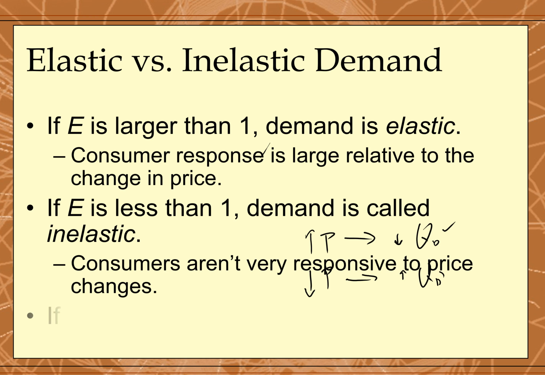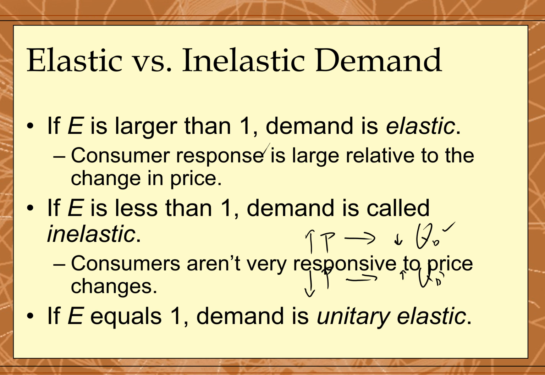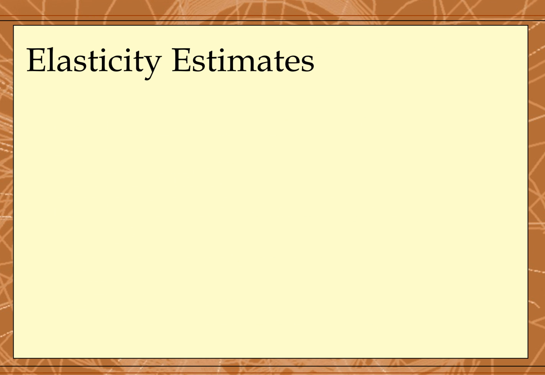Now, finally, the last one is, what if the value of E is equal to 1? Well, we say that they're unit elastic or kind of neutral. What does that mean? Well, that's like saying when price goes up, quantity demanded goes down by the same amount. So one is not bigger than the other. And that's unit elastic. Now, let's look at some real products.